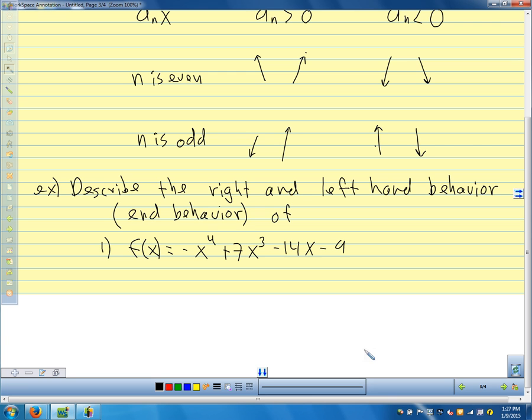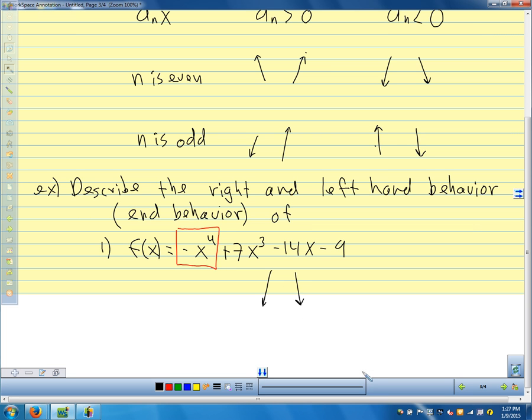So all we care about for this kind of question is the highest power on x, the term with the highest power on x. That's all we're looking at. The highest power is even. The leading coefficient is negative, we have a negative sign there. So eventually, what does this thing do? It does this. And that's a description of the right and left-hand behavior. That's the answer to the question.